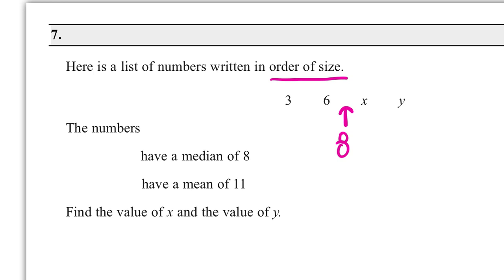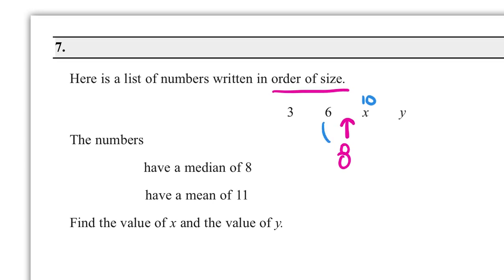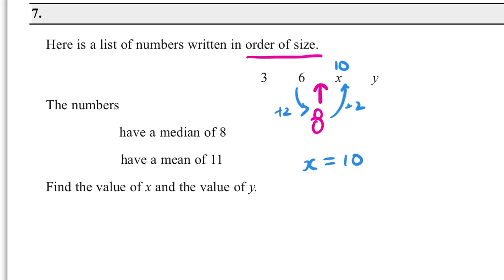So x, so what's 8 needs to be in between 6 and what? 6 and 10. What's in the middle of 6 and 10? 8. Okay, so 6 is 2 away. And then if we add 2, we're going to get 10. So x must equal 10.